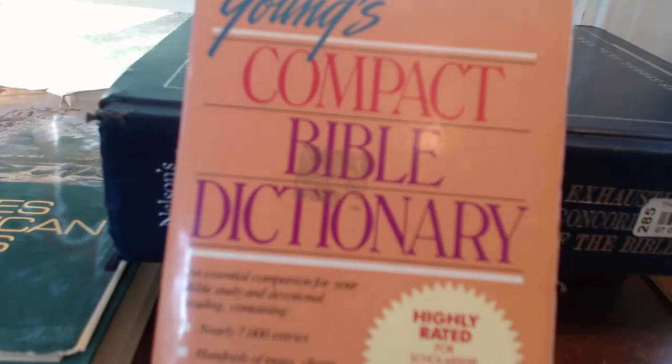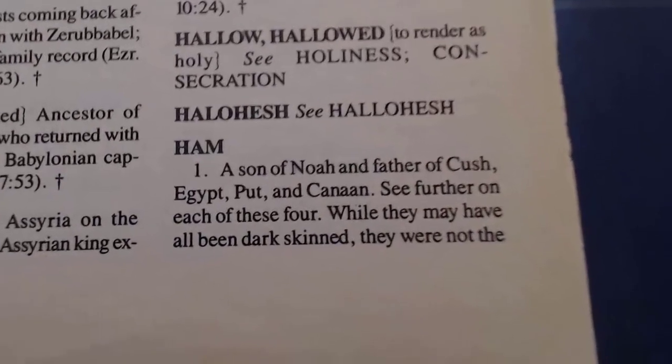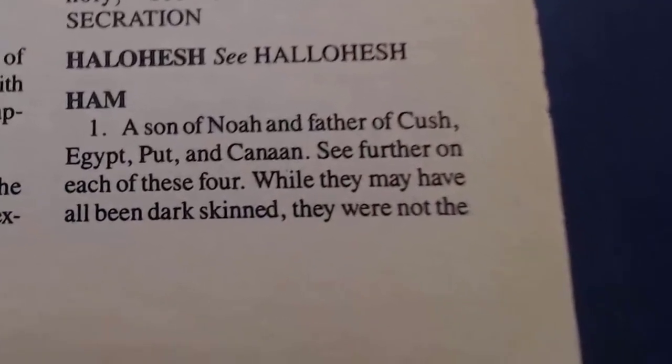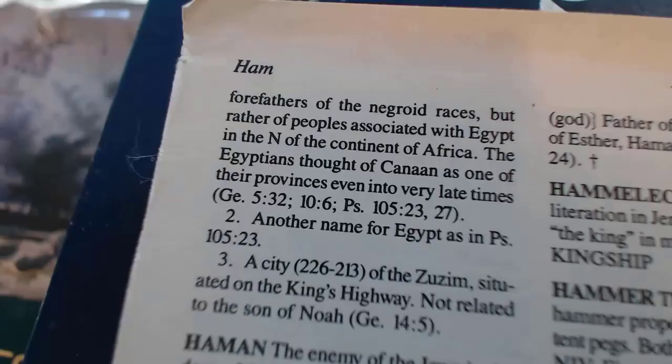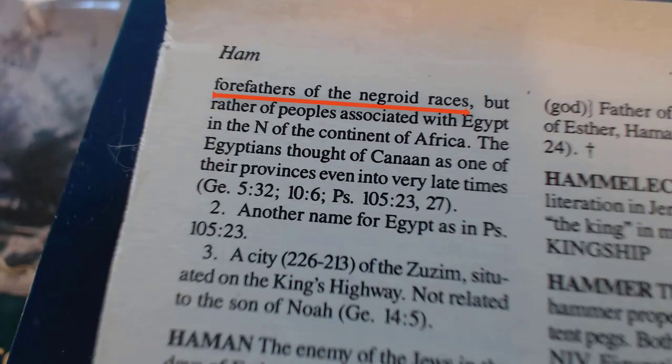The 1984 Young's Compact Bible Dictionary defined biblical Ham, or properly named Kemet, as a son of Noah and father of Cush, Egypt, which is Mizraim, Put, and Canaan. While they may have all been dark-skinned, they were not the forefathers of the Negroid races, but rather of peoples associated with Egypt in the north of the continent of Africa.